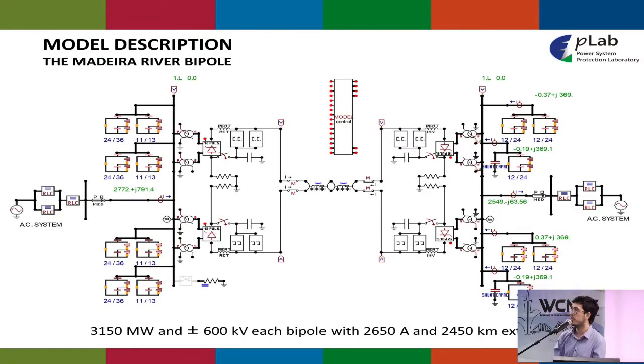Now, a brief description of the system we studied. This is a transcription from PSCAD to the ATP and ATPDraw software of the Madeira River bipole. This is the first bipole. There are two bipoles, and they both operate at these specs right here. And this is the line length we used, 2,450 kilometers, which is a very extensive line.